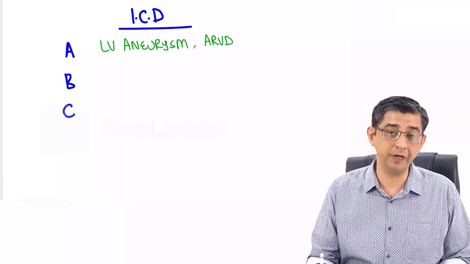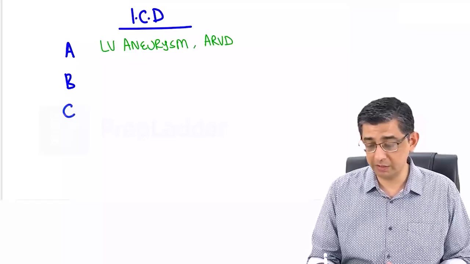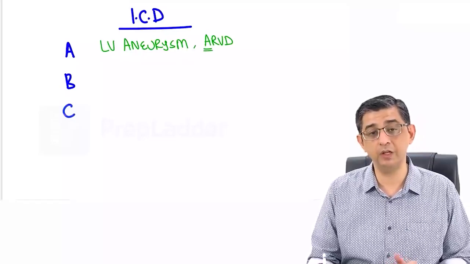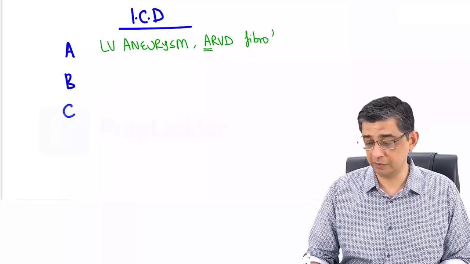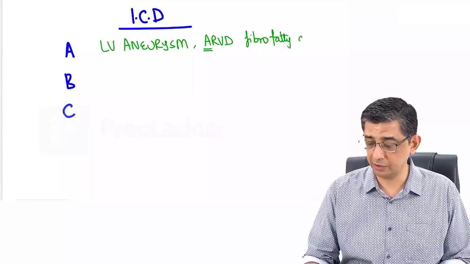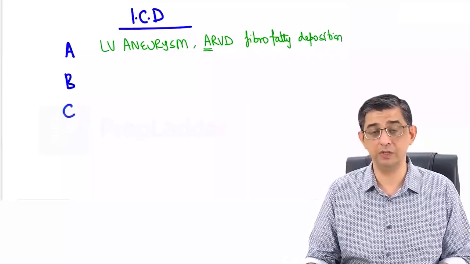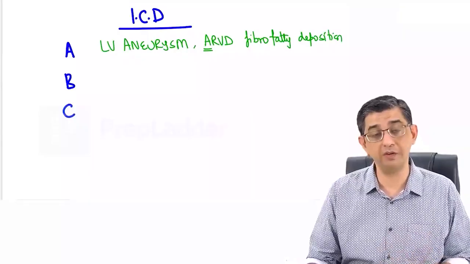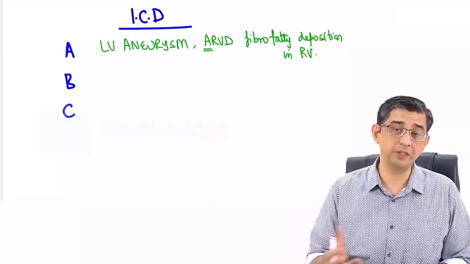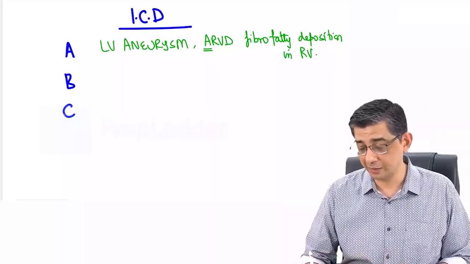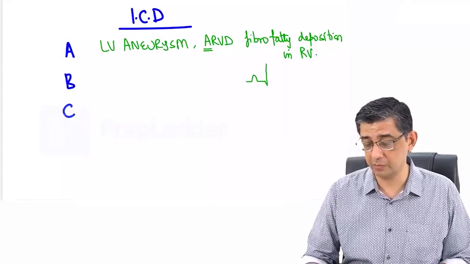Next is a condition which is self-explanatory by itself. The name is ARVD, arrhythmogenic right ventricular dysplasia. The name itself will help you crack the question. It is a subtype of cardiomyopathy where there is a fibrofatty deposition in the right ventricle. Now, fat and fibrosis in the heart are not welcome because we need myocytes in the heart. If you have a fibrofatty deposition, especially in the right ventricle, then a voltage gradient could be created in the heart that could result in sudden cardiac death in these patients. Why? Because they can develop VT or torsades de pointes.